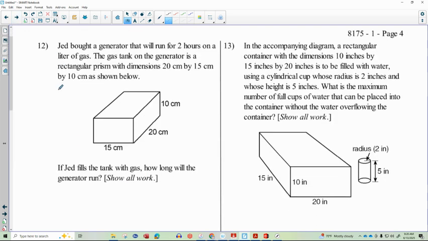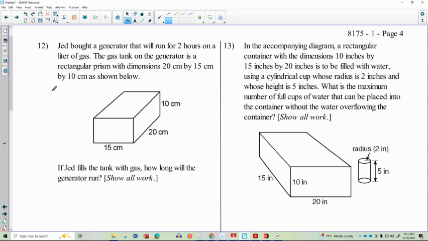All right, we got some big problems here. Okay, these are solid geometry application problems. So let's start with number 12. Maybe we'll go through both of these really quick. All right, it says Jed bought a generator that will run for 2 hours on a liter of gas. The gas tank on the generator is a rectangular prism with dimensions 20 centimeters by 15 centimeters by 10 centimeters. If Jed fills the tank with gas, how long will the generator run? Good question.